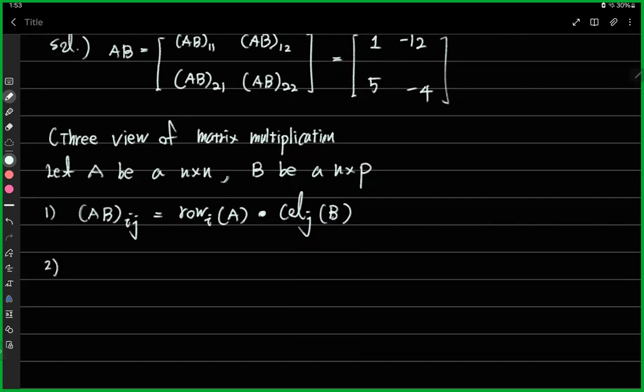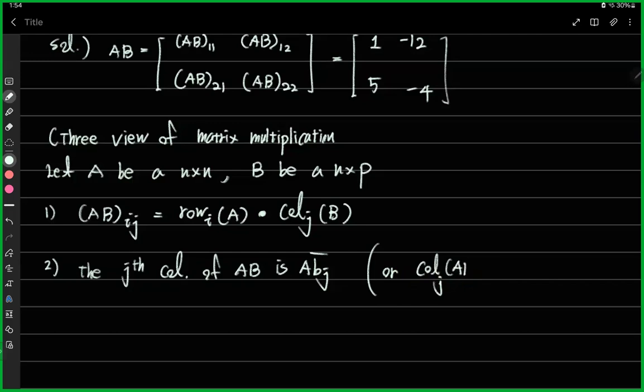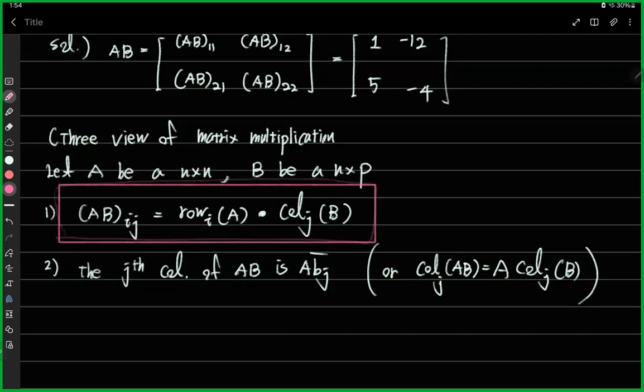The second one: the jth column of AB is A times Bj bar, which means a linear combination of the columns of A using the entries in Bj as weights. Or you can say the jth column of matrix AB is equal to A times the jth column of matrix B. We can say that simply. So this is what I introduced today: two methods.